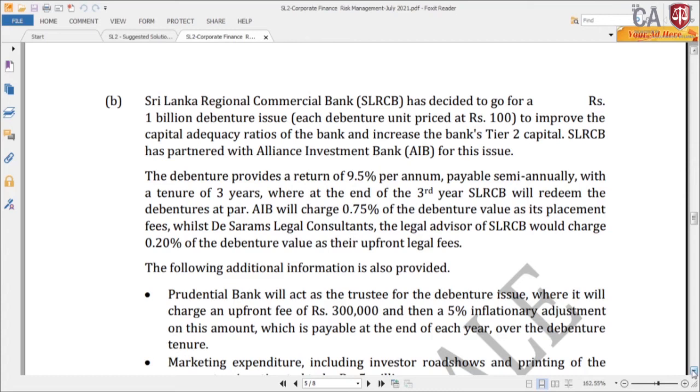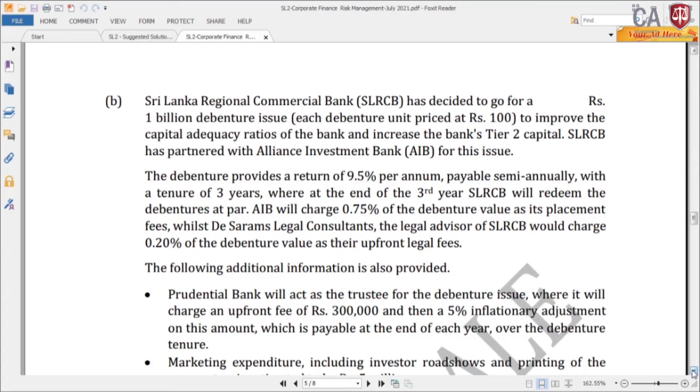And they have partnered with a company called Alliance Investment Bank, AIB, for this issue. The debenture provides a return of 9.5% per annum, payable semi-annually. So it's an annual return of 9.5%, but interest is payable semi-annually, every 6 months. And there is a 3-year period. It's not a 5-year debenture. Generally you get 5-year debentures, but here it's 3-year. SLRCB, the company we are talking about, will redeem the debenture at par value at the end of the 3 years.